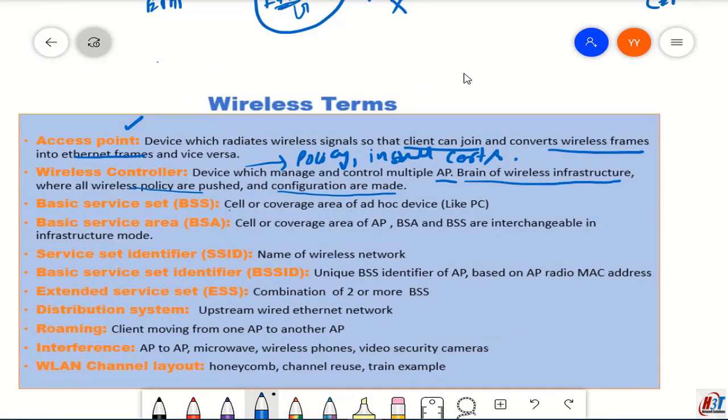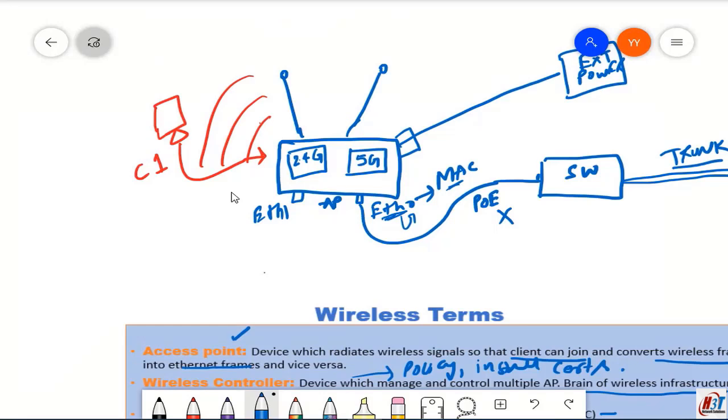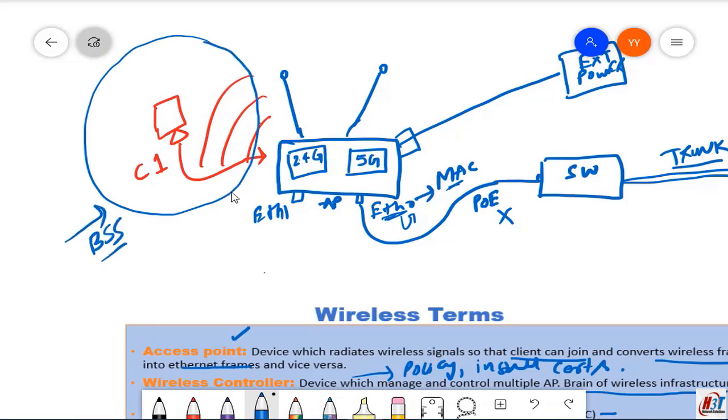The third important term is BSS, which is known as basic service set. It is actually the coverage area of a PC, or we can say of a client. So what happens is, like an access point, these clients also generate RF power and they also form their own coverage area. So this coverage area is known as BSS. So whatever wireless device connects in this coverage area, this client can join that wireless client.